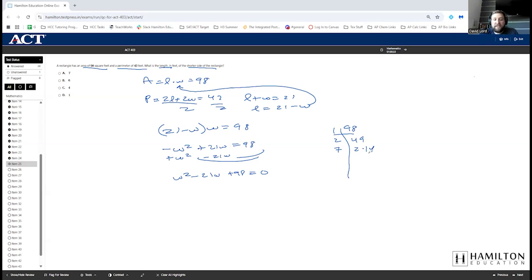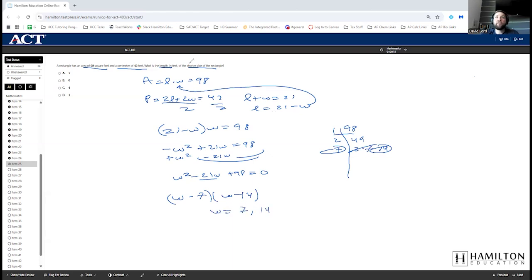Oh, whoops, I wrote 2 times 14. It should be 2 times 7, which is 14. All right, and then we're trying to get 21, which 7 and 14 is 21. So it's W minus 7, W minus 14. So we get two answers, one that's 7, one that's 14.